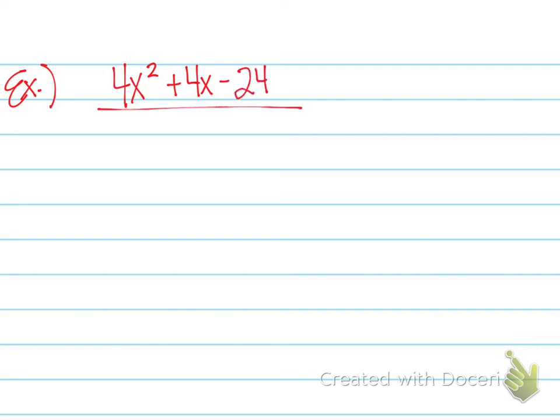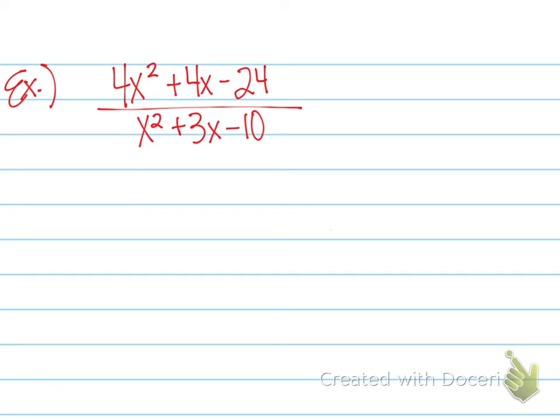All right. Example number 3 is 4x squared plus 4x minus 24 over x squared plus 3x minus 10. Okay.